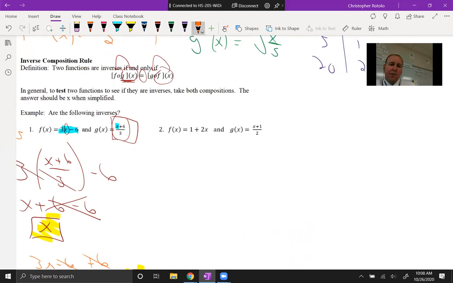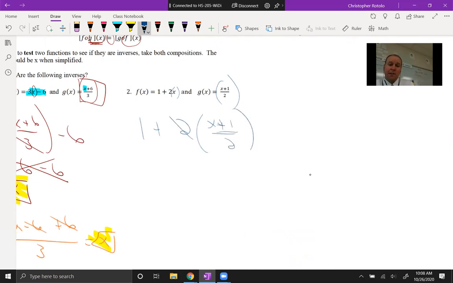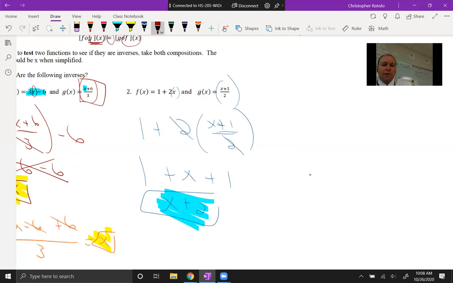All right, let's check out the other one. Let's see, we're going to take this whole thing and put it right here. So 1 plus 2 times x plus 1 over 2. All right, so we're going to divide out the 2, so that's gone. I got 1 plus x plus 1. So I have x plus 2, which is not x, right? So we say wah, wah, wah. No, these are not inverses.